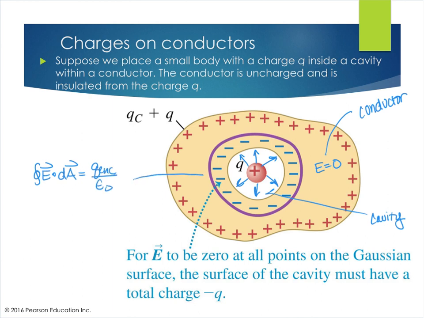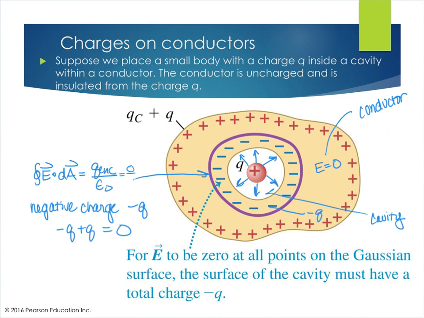using this purple Gaussian surface, I would need to find total charge enclosed equal to 0, which means this minus sign means that negative charge has to accumulate on that inner surface of the conducting cavity so that it exactly equals out the positive charge that's in the cavity. So the negative charge is minus Q, because then minus Q plus Q equals 0. So right here we have minus Q.